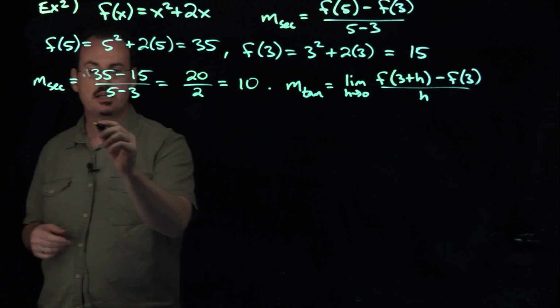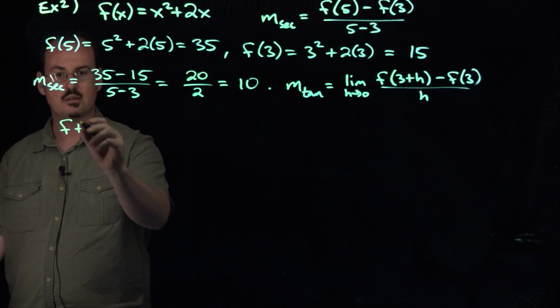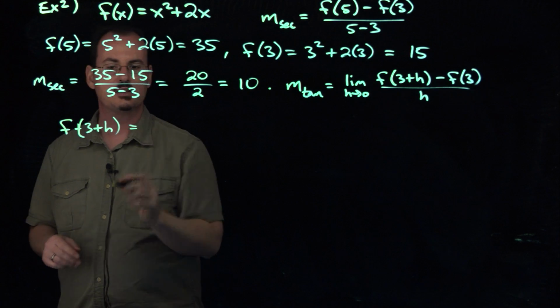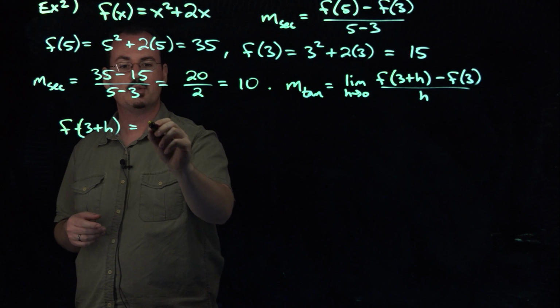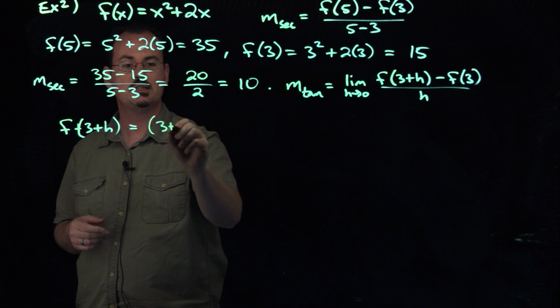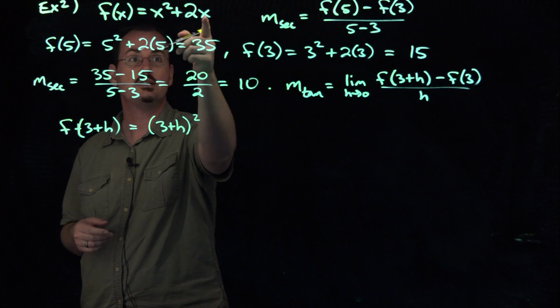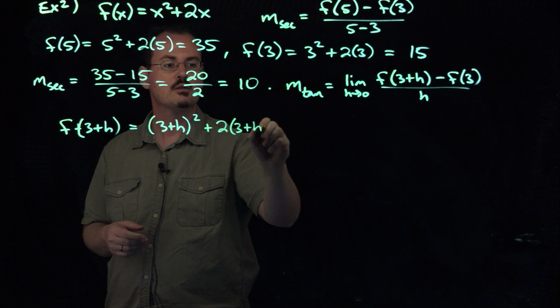So now we need to find f of 3 plus h. That's going to be whatever we get when we plug in 3 plus h for x. So that'll be 3 plus h squared. I'm plugging in 3 plus h for the x here and here, plus 2 times 3 plus h.